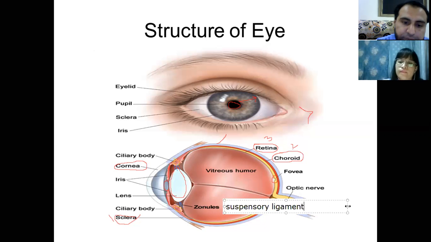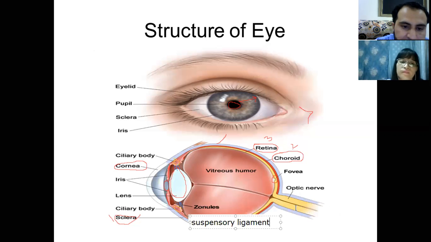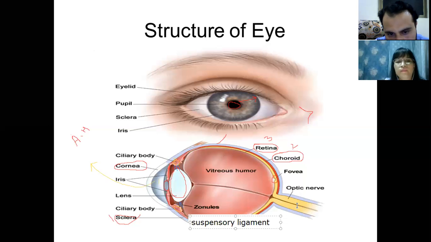Okay, now this cornea contains a specialized fluid. That fluid is called aqueous humour. While the eyeball contains vitreous humour. This is vitreous humour, while this is aqueous humour.